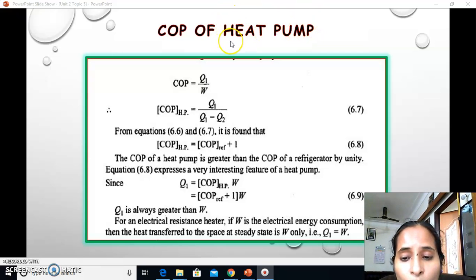Refrigerator is to maintain a lower temperature than the atmospheric temperature, but heat pump is to maintain a higher temperature than the atmosphere. Okay, so here you can see the COP of the heat pump is Q1 by W. So this is Q1 by Q1 minus Q2. So here COP of the heat pump would always be equal to COP of the refrigerator plus 1. So you can get this equation. Q1 will always be greater than W.